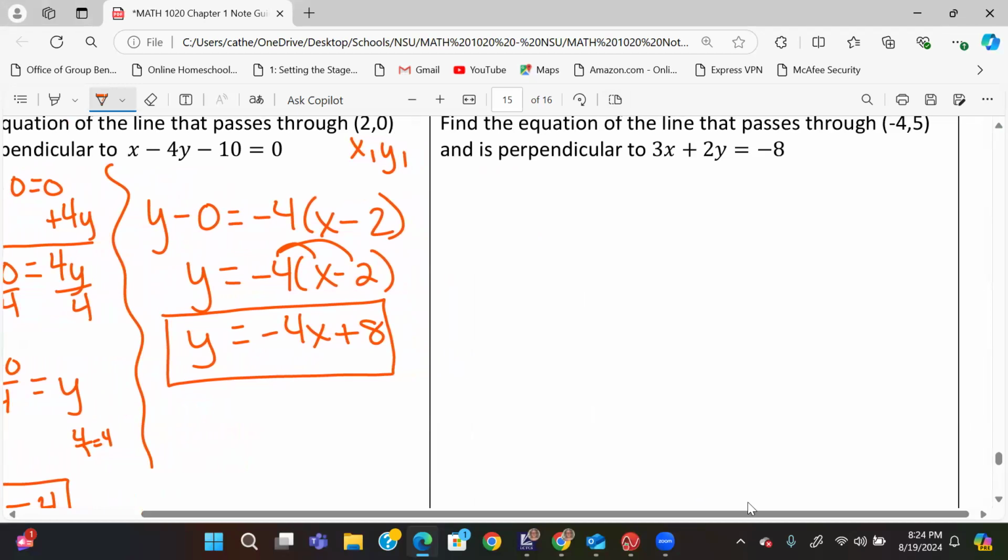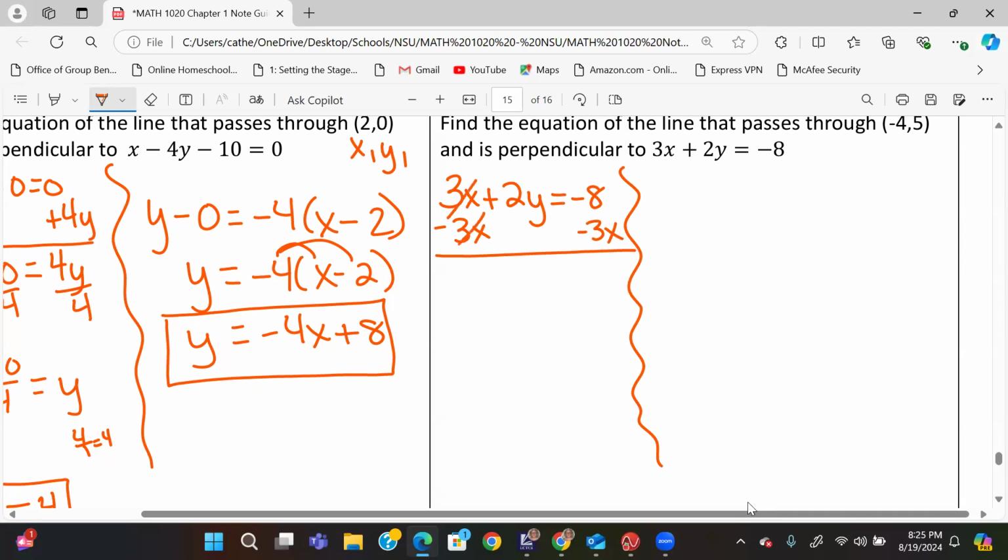One more of these. Again, we need to solve for y. So let's move the 3x to the right. Those cancel out. We're left with 2y. And I have negative 3x minus 8. Lastly, I'm going to divide out the 2. So y is equal to negative 3/2 x. And 8 over 2 reduces to 4.